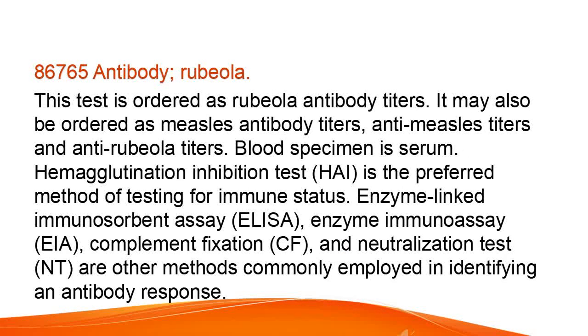Antibody, rubeola. This test is ordered as rubeola antibody titers. It may also be ordered as measles antibody titers, anti-measles titers, and anti-rubeola titers. Blood specimen is serum. Hemagglutination inhibition test, HI, is the preferred method of testing for immune status. Enzyme-linked immunosorbent assay, ELISA, enzyme immunoassay, EIA, complement fixation, CF, and neutralization test, NT, are other methods commonly employed in identifying an antibody response.